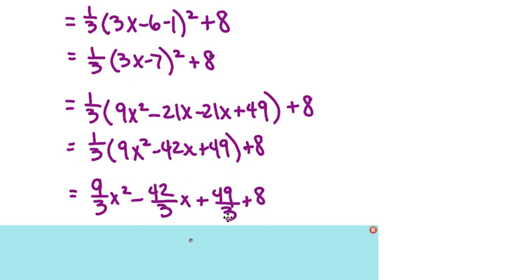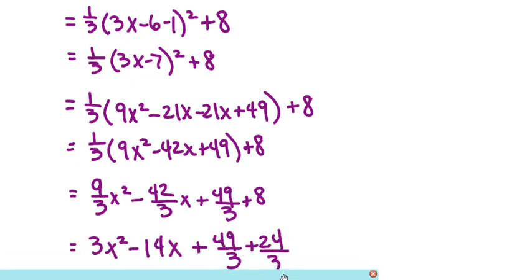Because this is a fraction, we need to make this a fraction. So we think about this as 8 over 1. When you're adding fractions, you need a common denominator. Since this is in thirds, we need this in thirds. So if I take 1 times 3 to change my denominator, I have to do 8 times 3 to change my numerator. So I would have 24 thirds representing the constant of 8.